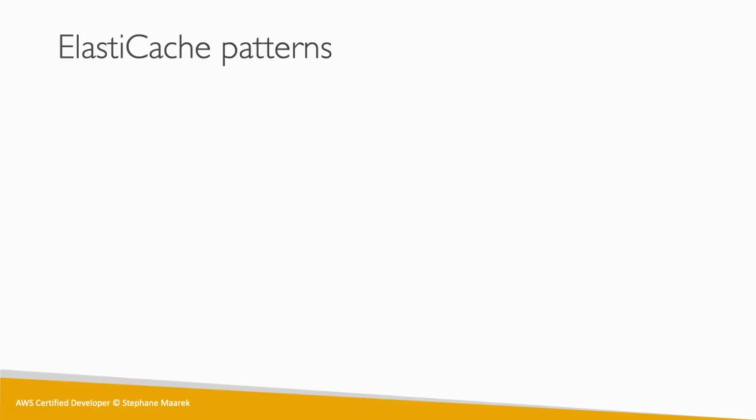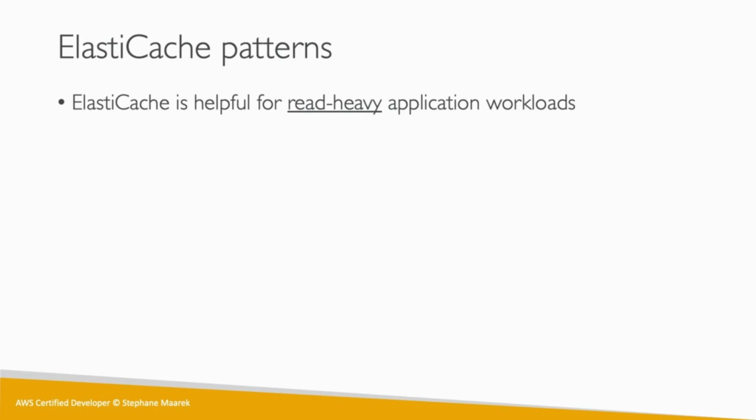So now we've seen that ElastiCache is a cache. There are two main strategies that you need to be aware of when dealing with cache patterns. So ElastiCache, first of all, we remember it is very helpful if you have a read-heavy application workload, so an application that reads a lot.